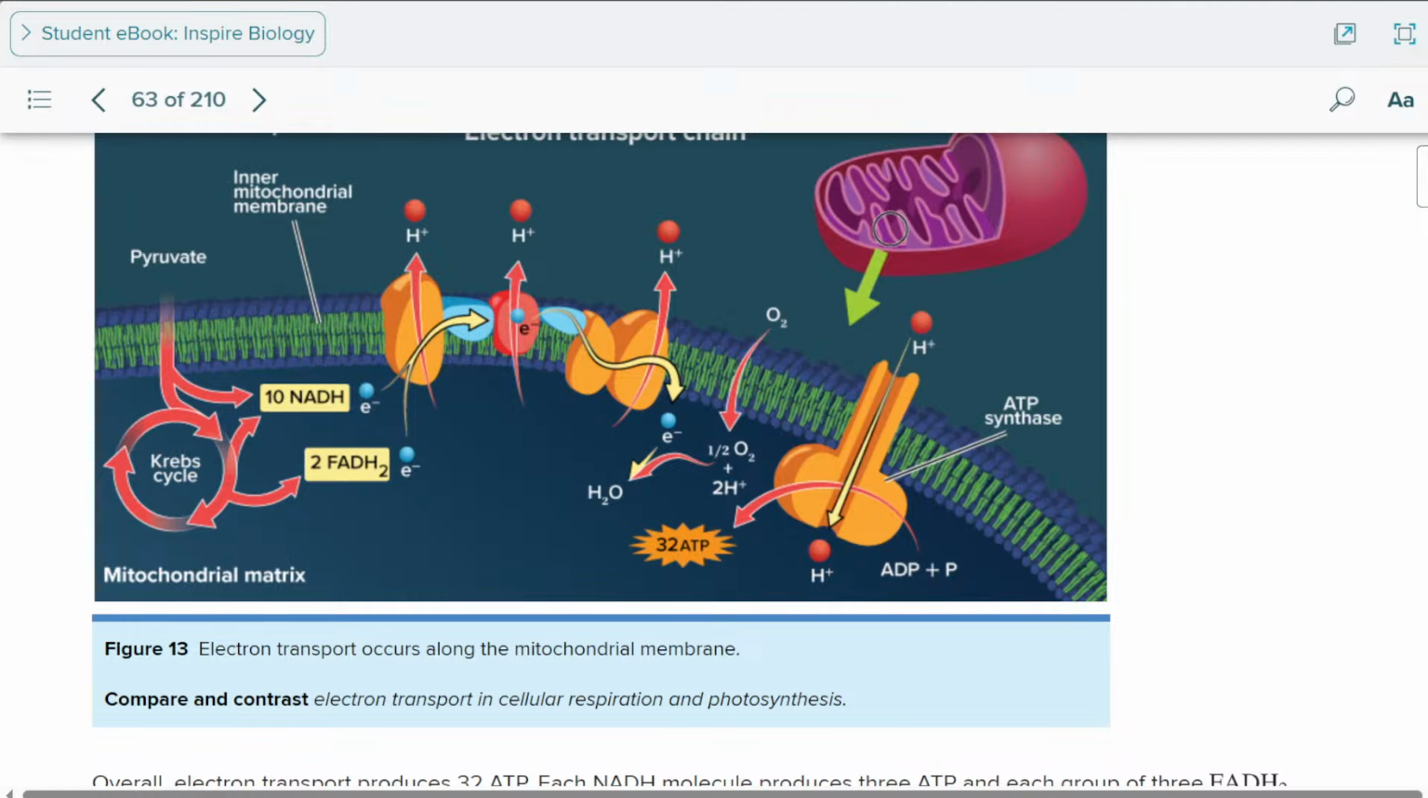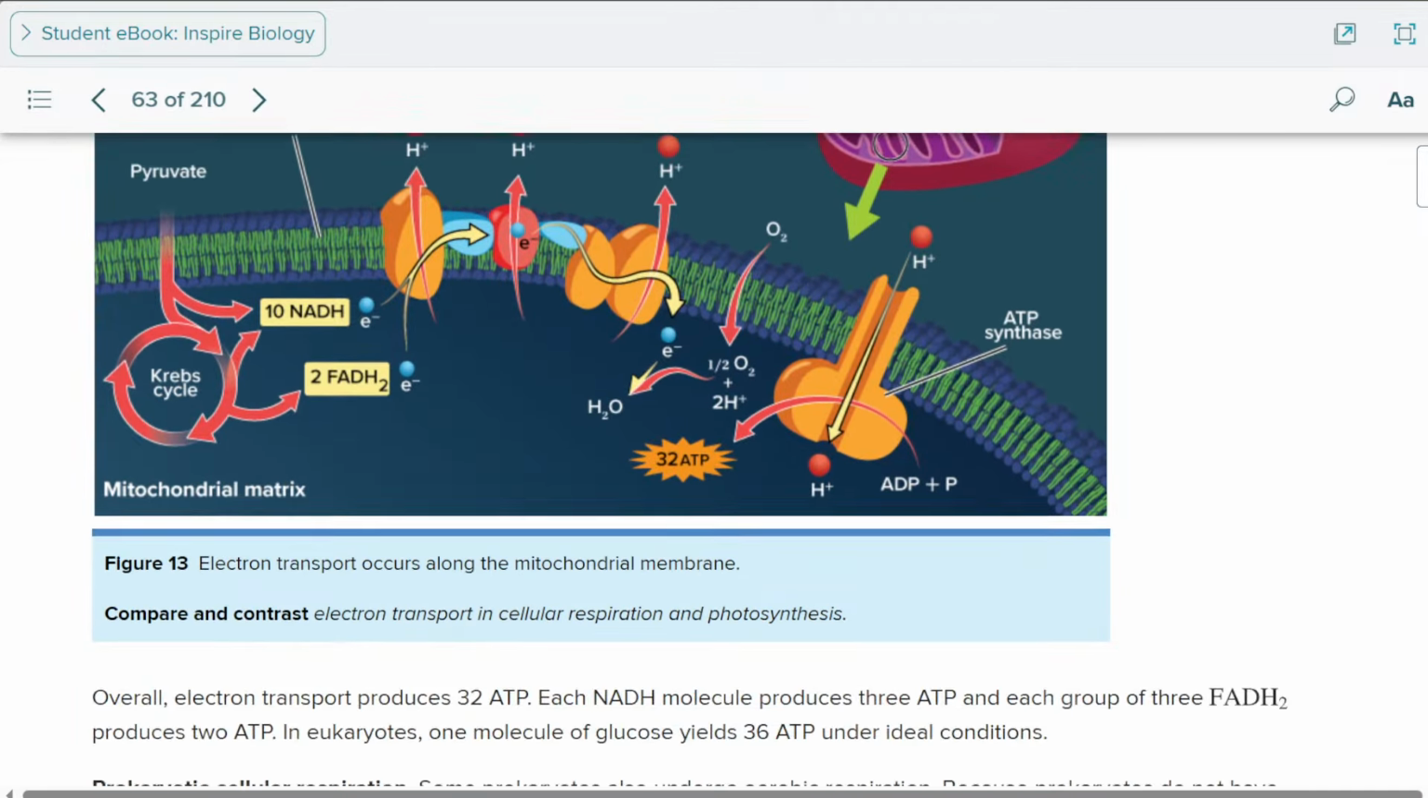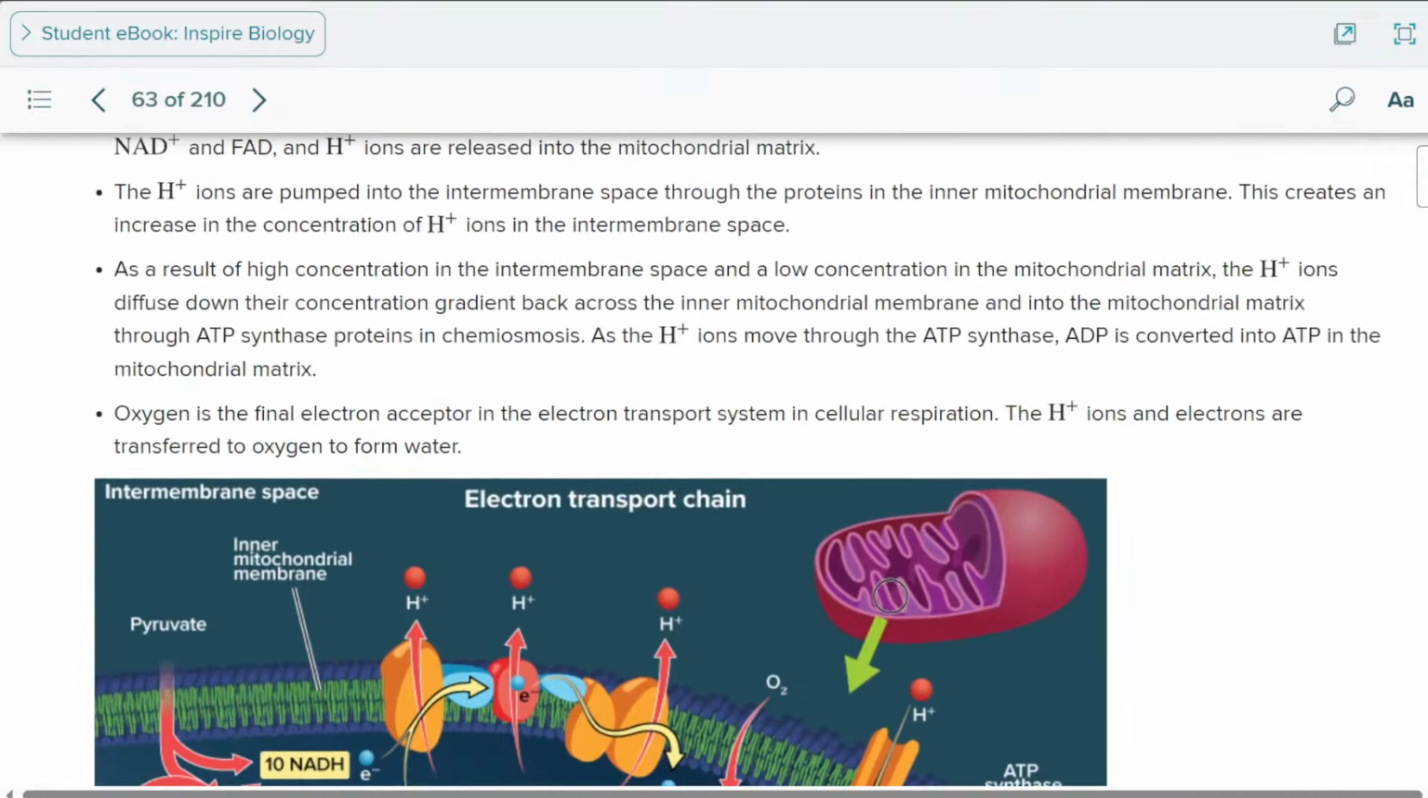Okay, no funny jokes here. That's not even funny. They go through the ATP synthase and back into the mitochondrial matrix. Okay, we got that part right.